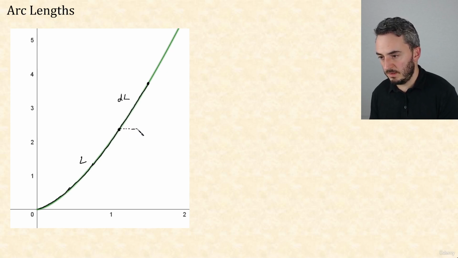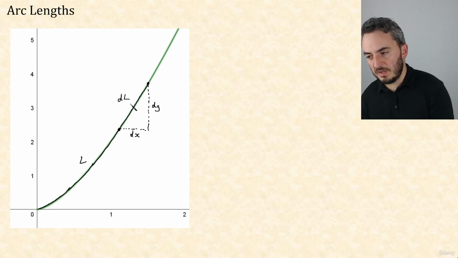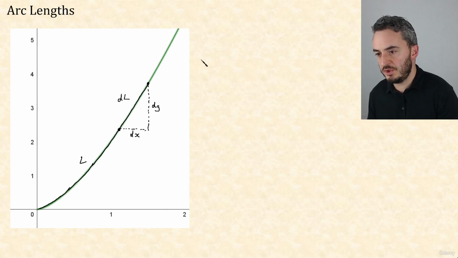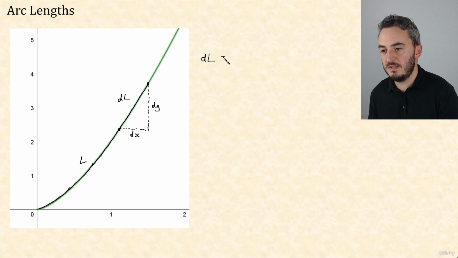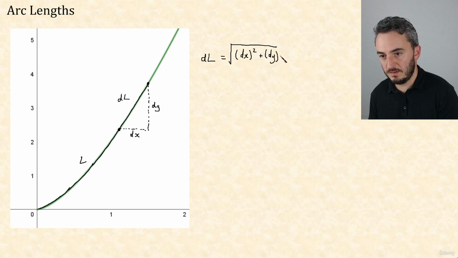Well, we can do that using Pythagoras because we have a right angled triangle here if this is a straight line. This is going to be dx, the change in x, and this is going to be dy, the change in y. So what I can say is that the change in the arc length, dl, is going to be equal to the square root of the change in x squared plus the change in y squared.